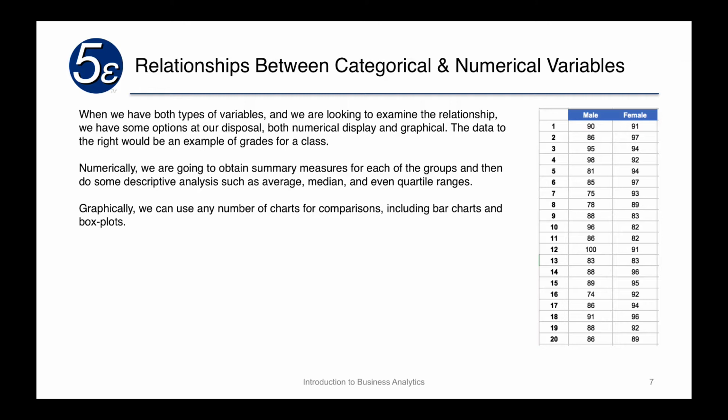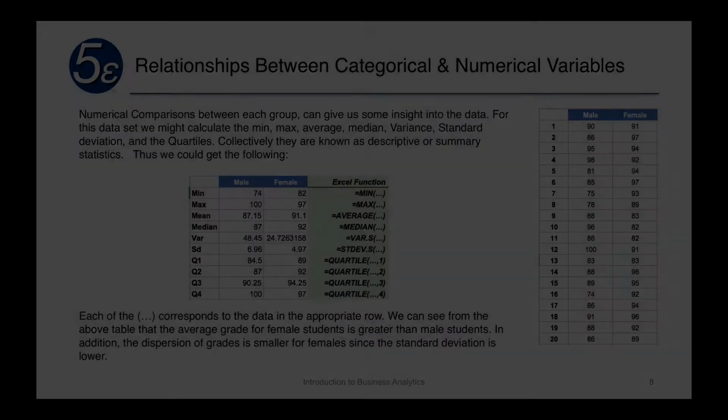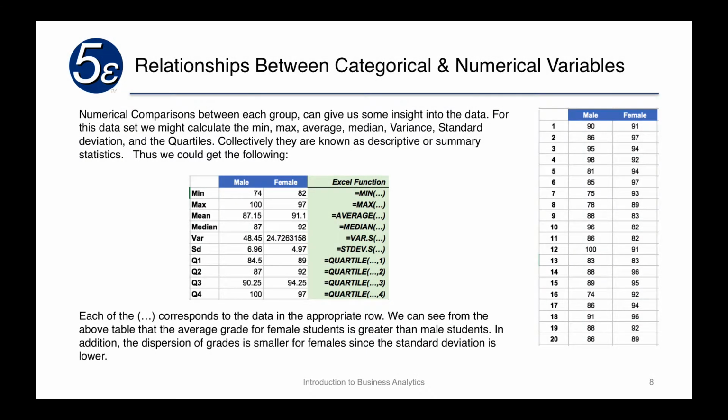Numerically, we're going to obtain summary measures for each of the groups and then do some descriptive analysis. We can also graphically do some charts for comparisons, including bar charts and box plots. Here's an example of some summary measures that we can create in order to do the comparison. We have our min, max, mean, and median that we saw in a different module, and the corresponding Excel functions of min, max, average, and median.